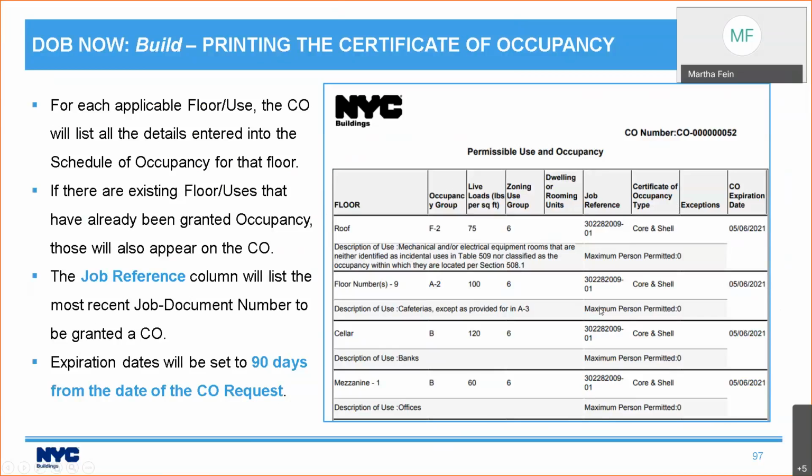The job reference column is going to show the most recent job that was used to request occupancy. It's going to be the same thing for every floor, whether or not that floor was part of that job. It's still going to show the most recent job reference number every time.